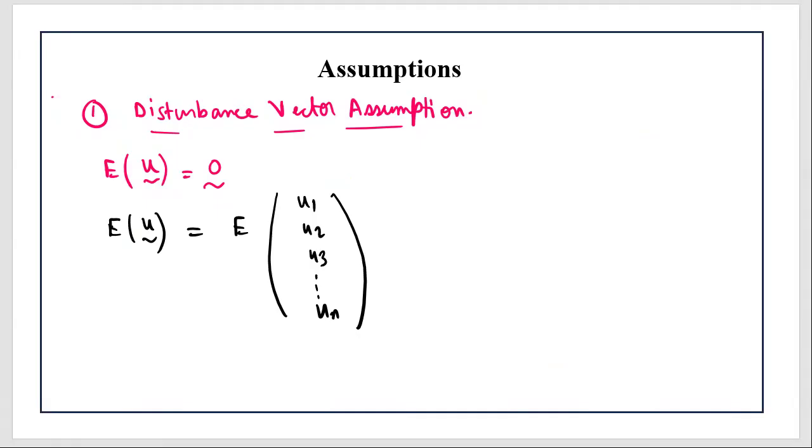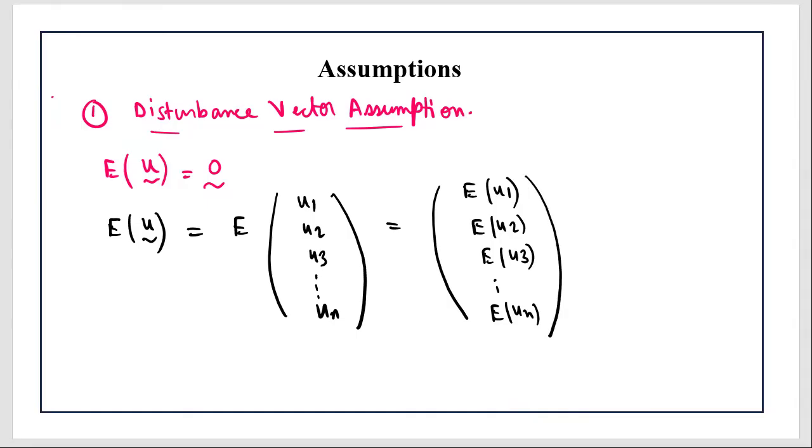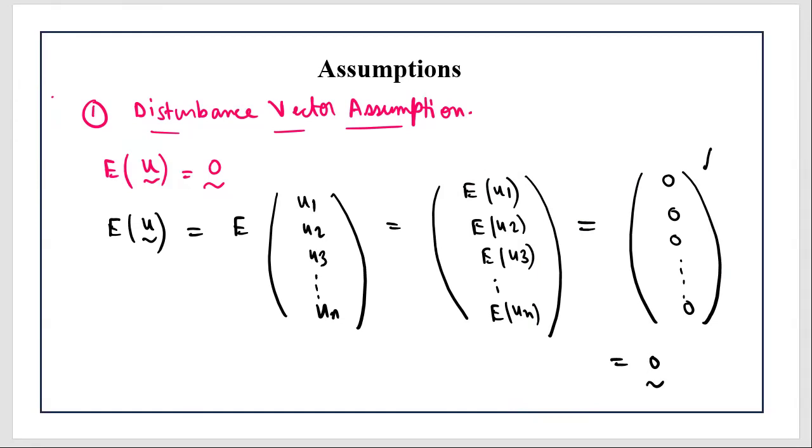That is what I have written: expected value of u1, u2 all the way up to un. Now, by the properties of expectation, you can go about this: expectation of u1, expectation of u2, expectation of u3 all the way up to expectation of un. From the CLRM and MLRM assumptions, we know the expected value of the individual error terms is 0, right? So this is 0, 0, 0 all the way up to 0. This forms a 0 vector, again 0 curl. So simply, expectation of u curl equals 0 curl, and this is the first assumption of your model, right? I hope this much is clear.